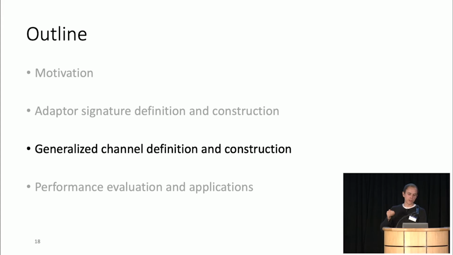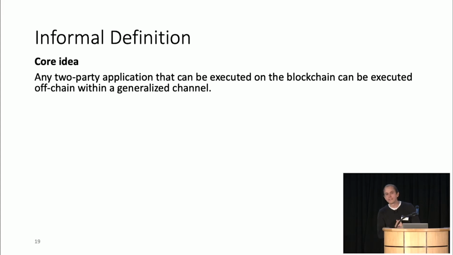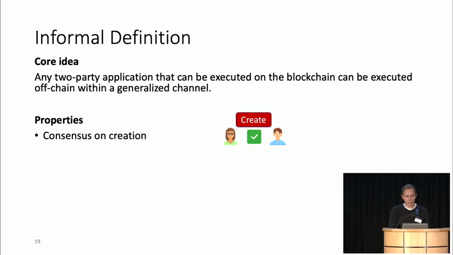So maybe moving on now to the generalized channels definition itself and the construction. So basically the core idea is that any off-chain, any two-party application that can be executed on the chain, we want to be able to execute also off the chain, within these generalized channels. And we defined some properties for this. So I'm just quickly going to go over them.